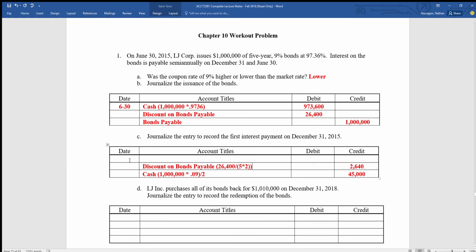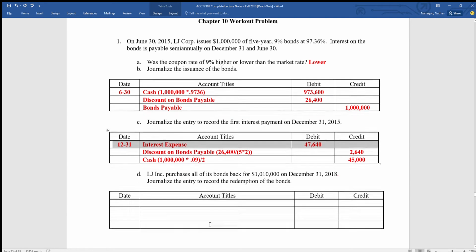Our next step is to record the interest. And the interest is basically the combination of these two because there's no debit. Again, we have to make it balance. Next thing, little D right here. LJ Inc. decides to purchase all of its bonds back for $1,010,000. Journalize the entry to record the redemption of the bonds. We purchased back on December 31st, 2018. Notice that's about a 3-year difference.